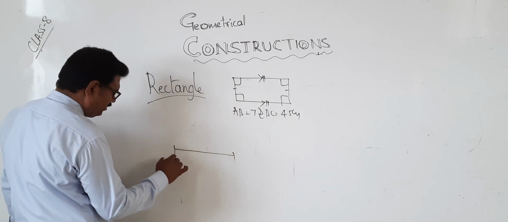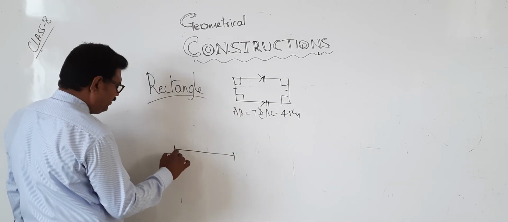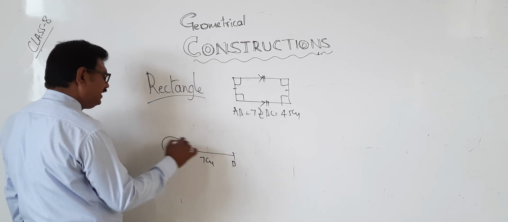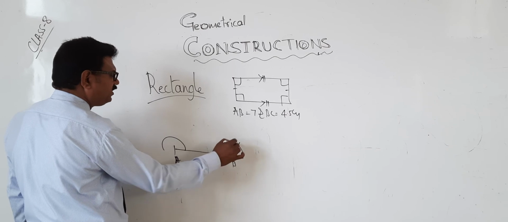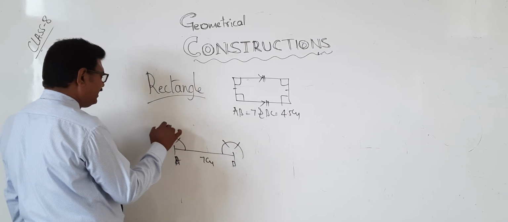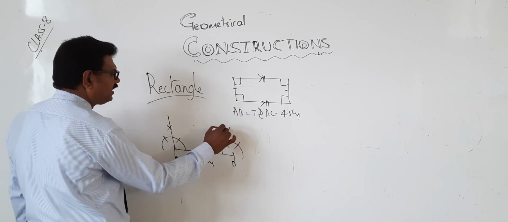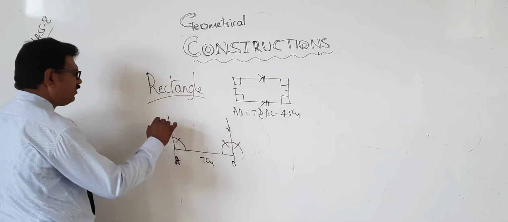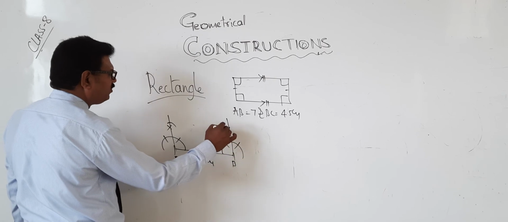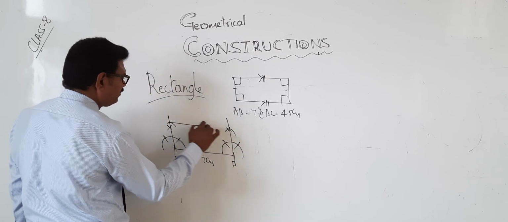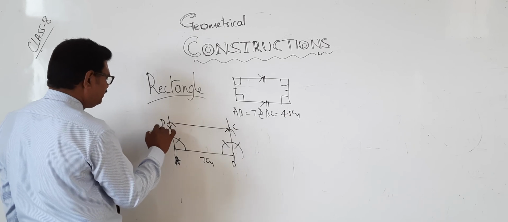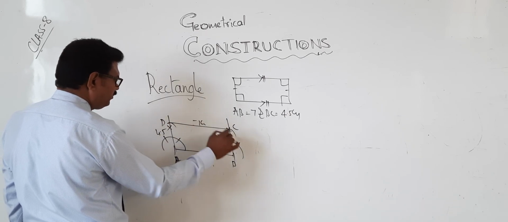First BC or AB, however you want. AB 7 centimeters, 90 degrees, cut into 3 parts, again cut like this. Now BC how much? 4.5. You cut 4.5 here, from here also 4.5 cut. This is ABCD: it is 4.5, it is 7 centimeters.